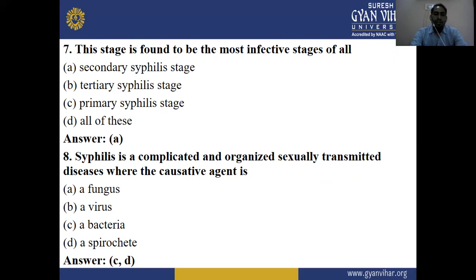Next question. Syphilis is a complicated and organized sexually transmitted disease where the causative agent is: option A, a fungus; option B, a virus; option C, a bacteria; option D, a spirochete. The right answer is C and D, bacteria and spirochetes.